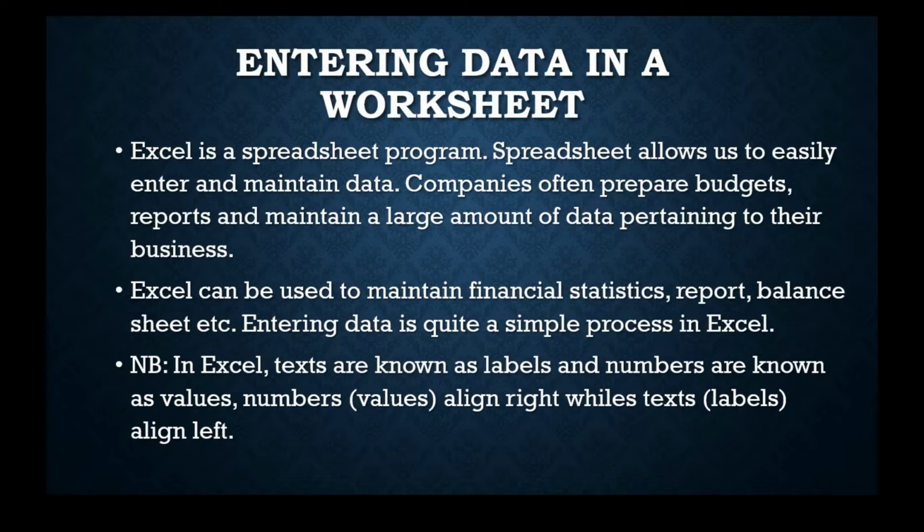Note, in Excel, text is known as labels and numbers are known as values. Numbers, which are known as values, align right, whilst text, which is known as labels, aligns left. So numbers align right, whilst text, which is known as a label, aligns left.